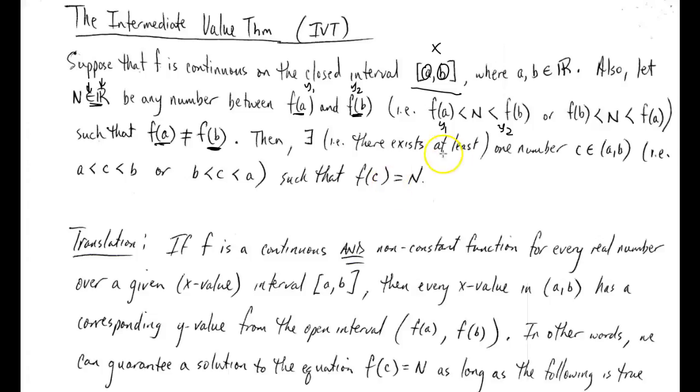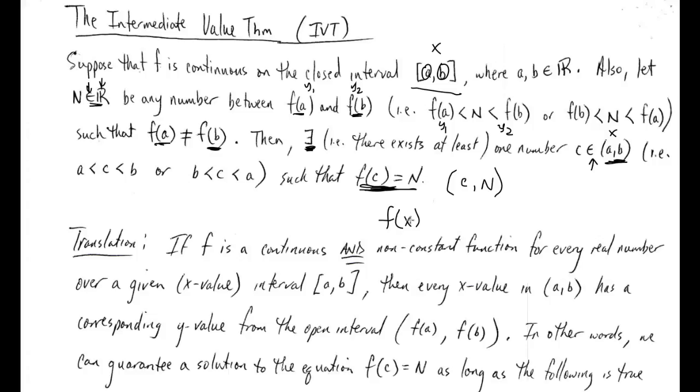Then there exists at least one number, so that's what this backwards E means. There exists at least one number c that belongs to the open interval of the x values from a to b, meaning c is strictly in between a and b, such that f of c is equal to n. Or put another way, we know that there is a point (c, n) on the graph of the function f of x.